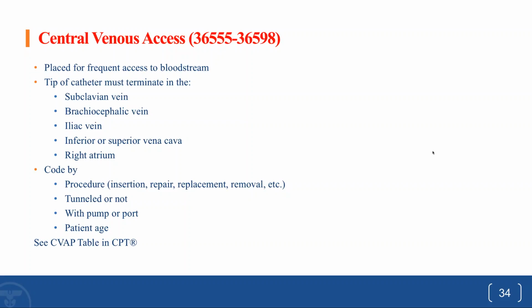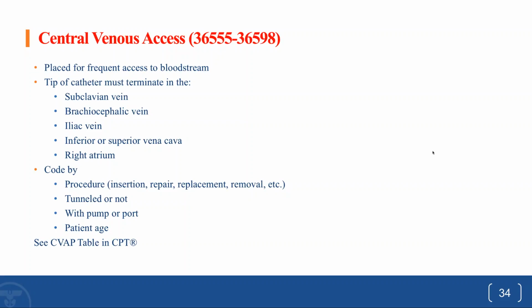And then on the far left-hand side, you'll see that it's divided by whether a catheter is being addressed or a device. Sometimes they'll say venous access device, then you would be looking under device, or they'll say catheter.